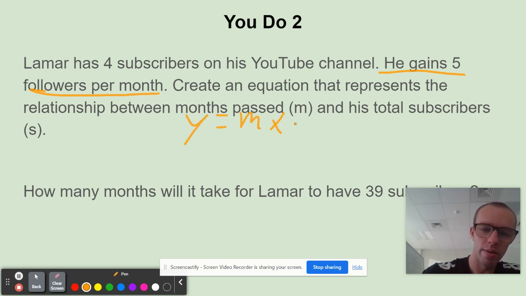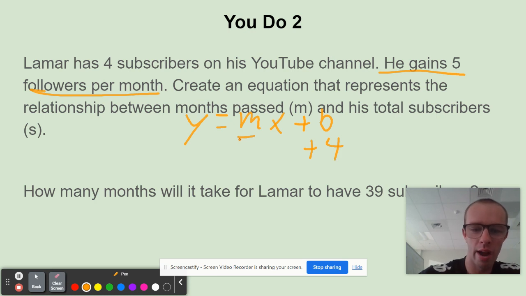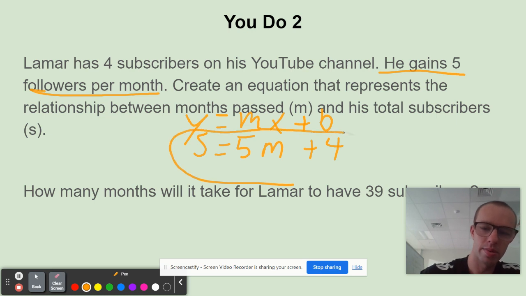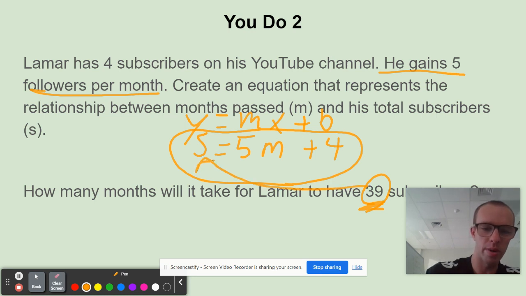I'll use y equals mx plus b. And he gains 5. He already has 4 subscribers. That's where he starts. He's gaining 5 per month. And that equals his amount of subscribers. So here's the equation or the model. And in the question, it says, how many months will it take him to get 39 subscribers? Because this 39 is dealing with the subscribers, I have to plug it into the S. So I get 39 equals 5m plus 4.